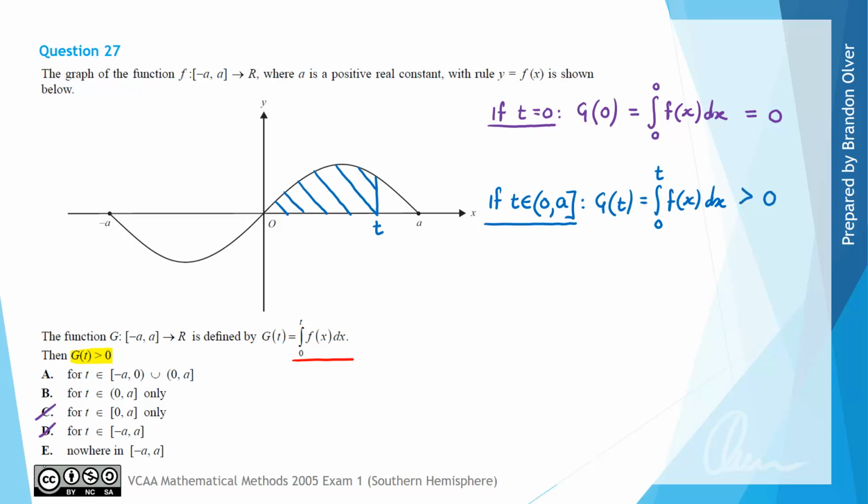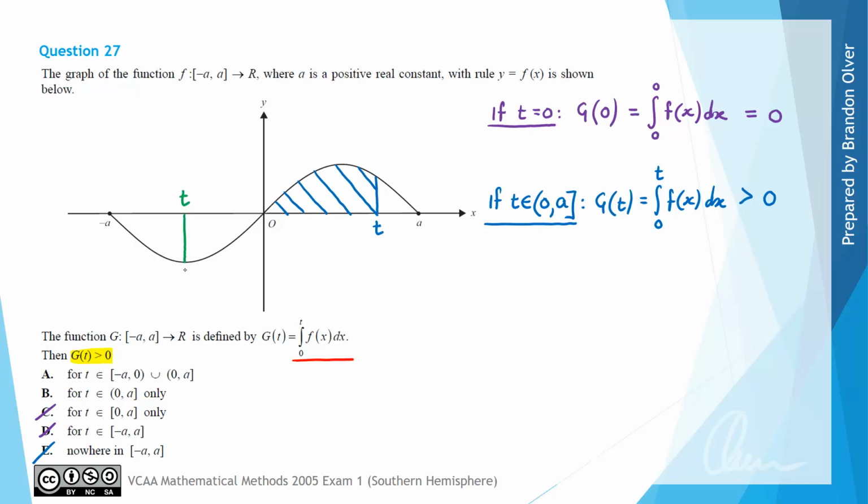So coming back to our options, if we look at option E, this says that nowhere in this interval is the g of t function greater than 0, which we know is now incorrect. There is some region where we can get the integral to be positive, so we can rule that option out. And the last thing we really need to know is what happens when we calculate that integral for t being between negative a and 0. So to answer this question, what happens if t is somewhere down here?